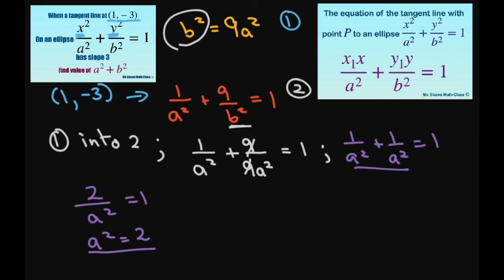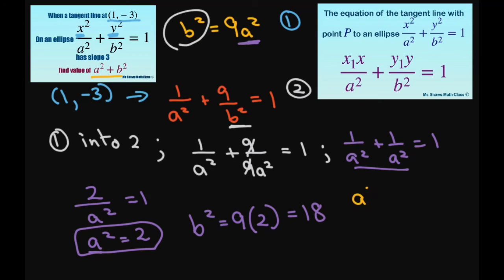If a squared equals 2, then substituting a squared into equation 1, we get b squared equals 9 times a squared, which is 2. So b squared equals 18. And now we just have to find the sum. So a squared plus b squared is going to be 2 plus 18, which equals 20. And that is your final answer.